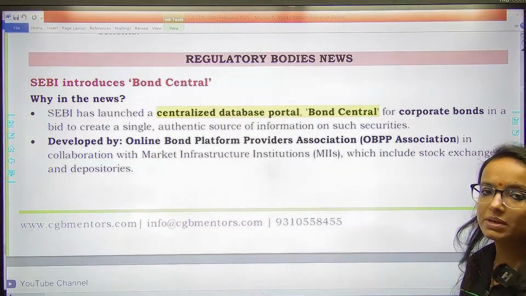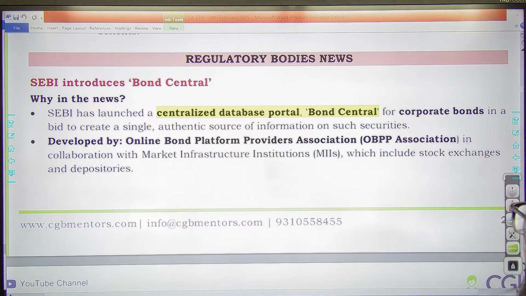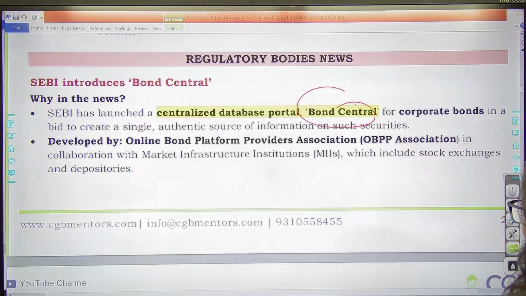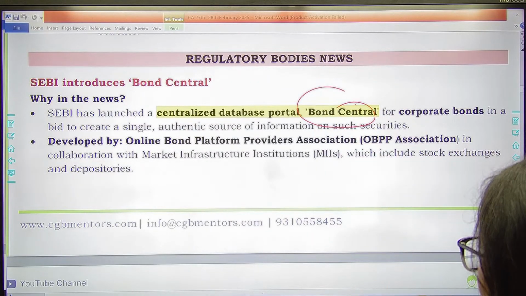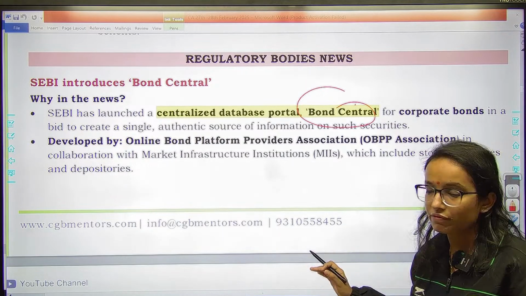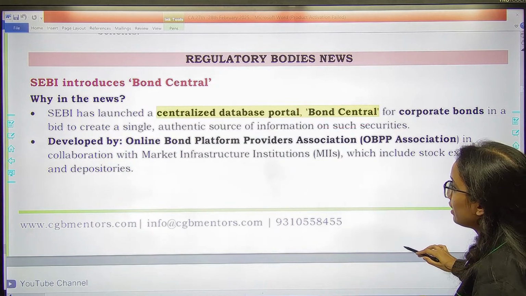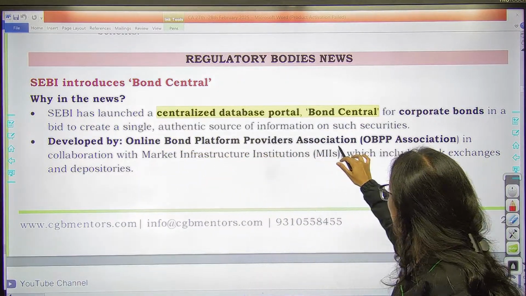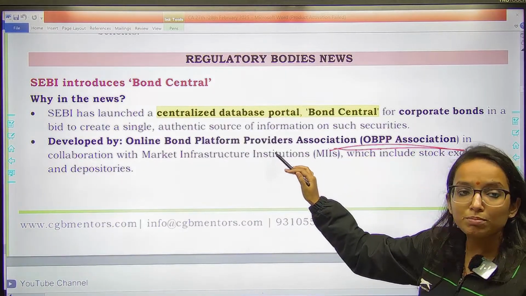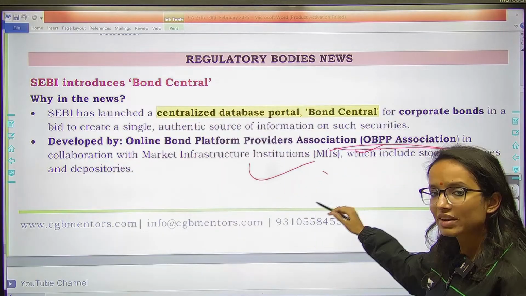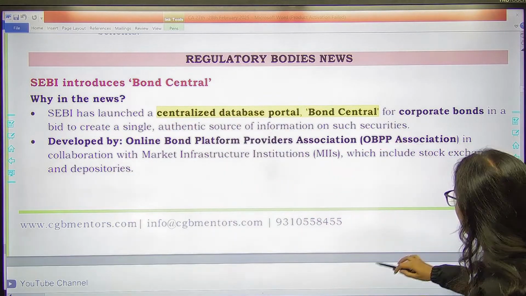Regulatory bodies में you have SEBI recently launched centralized database portal Bond Central. What is Bond Central? Corporate bonds के लिए है. It is a single source of information on such securities. जितने भी corporate bonds होते हैं उसका एक single source of information है Bond Central, launched by SEBI. And who has developed this? It has been developed by Online Bond Platform Providers Association. Remember, Online Bond Platform Providers Association in collaboration with market infrastructure institutions like stock exchanges, clearing corporations, etc.